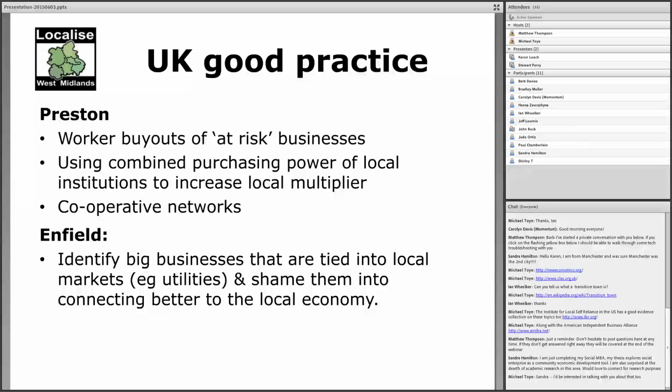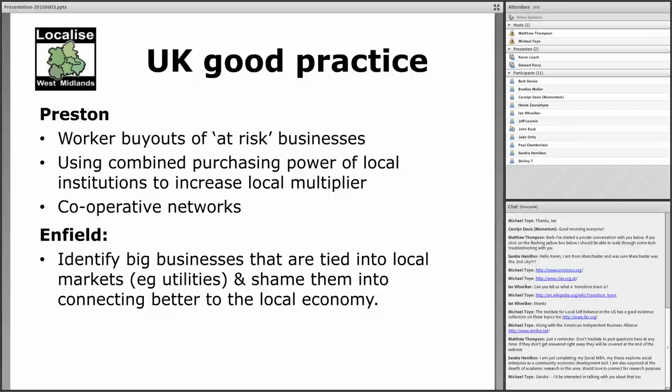These are two UK cities that you might be less familiar with. There's Preston, a northern town which was spurred into action by the impacts of the recession. And their main tactics are supporting community or worker buyouts of private businesses that are at risk, working to combine the purchasing power of its social organisations, and working on stronger networks of cooperatives, learning from really good stuff that happens in Spain and Italy.